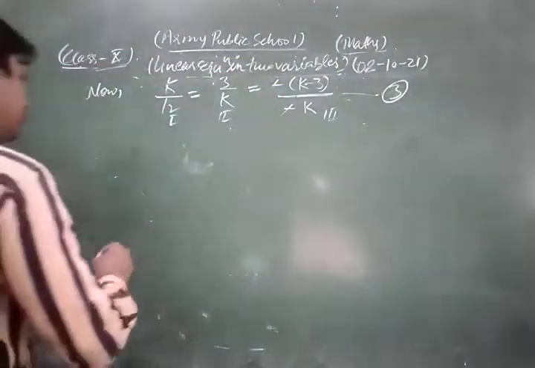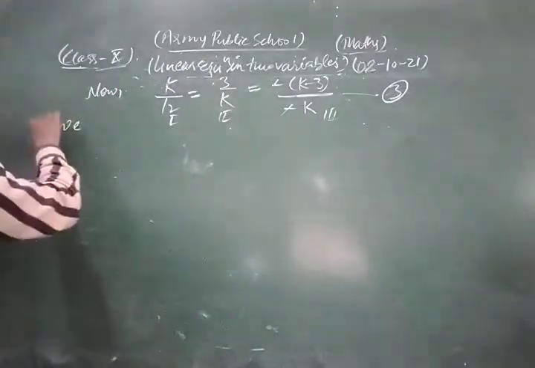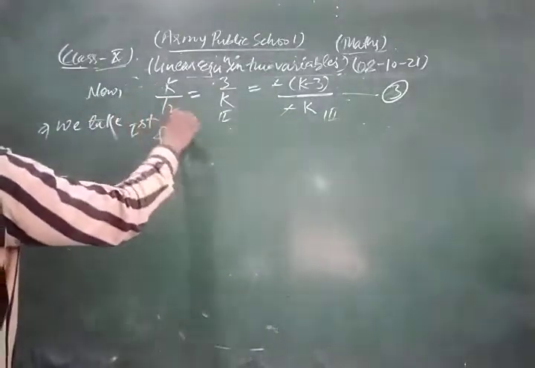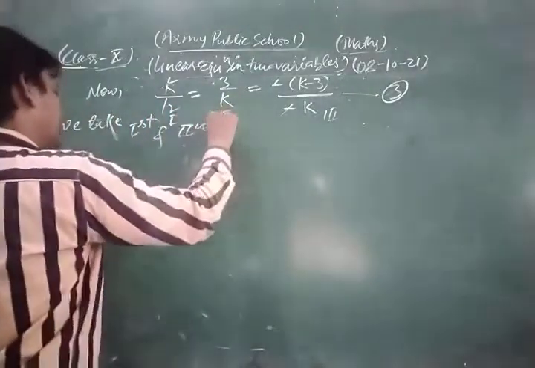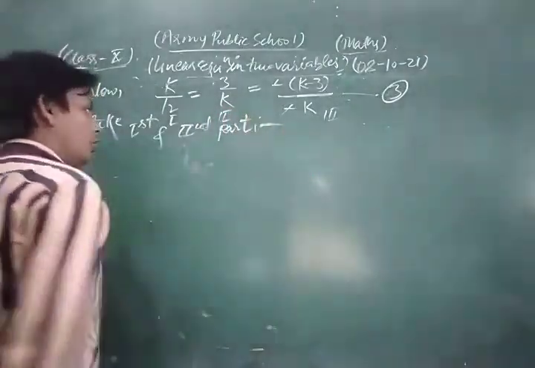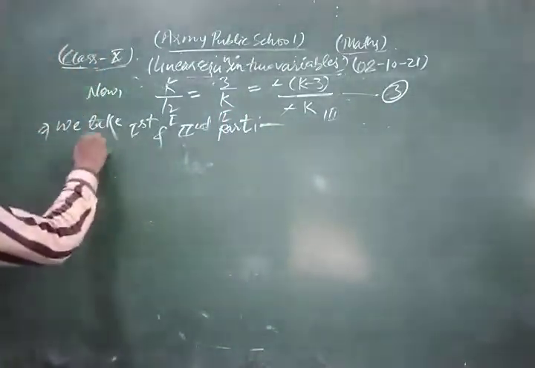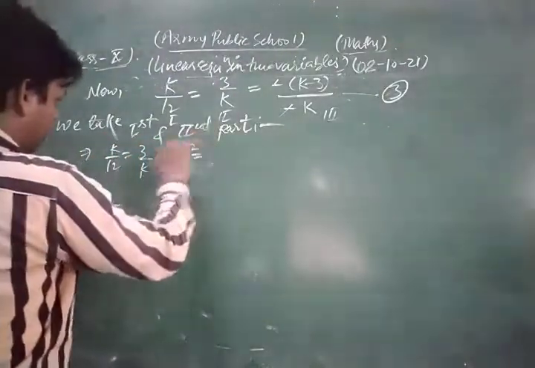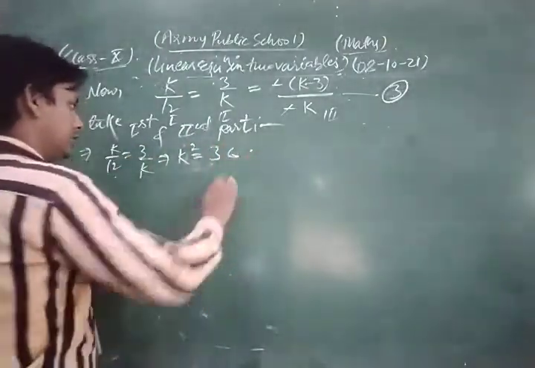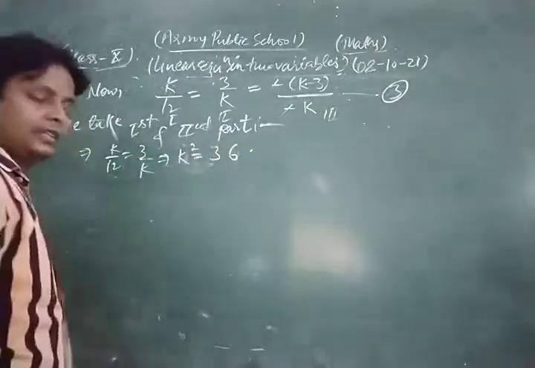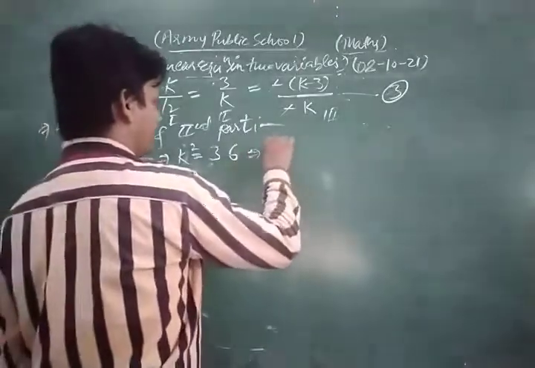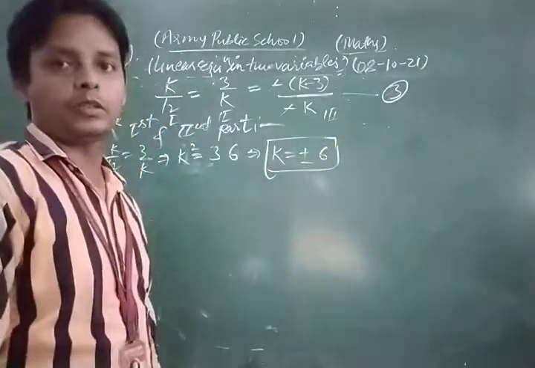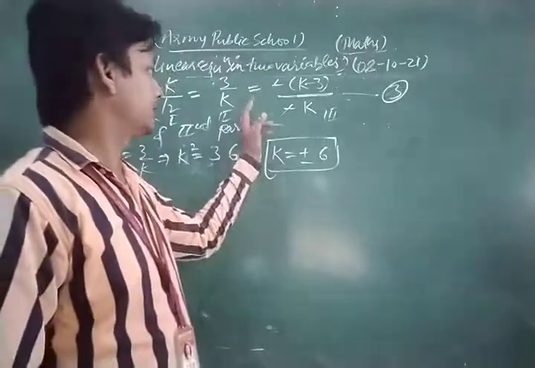Now we take the first and second part. So k upon 12 is equal to 3 upon k, that is k square is equal to 36. K square is equal to 36. Thus the value of k is plus minus 6. Okay, now we take the second and third part.